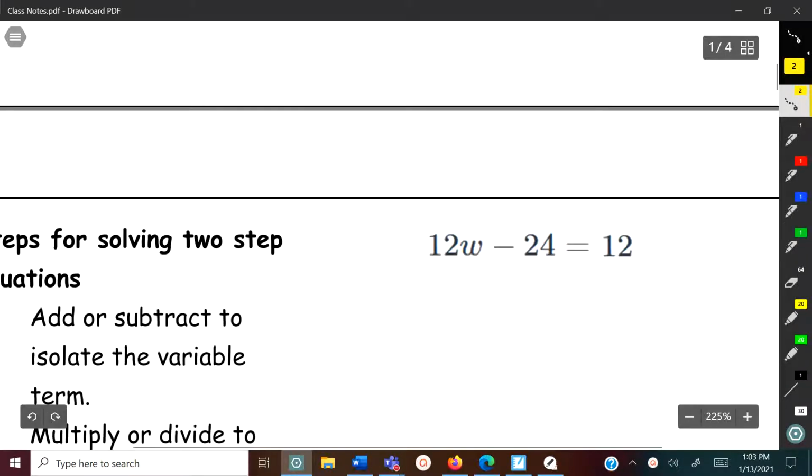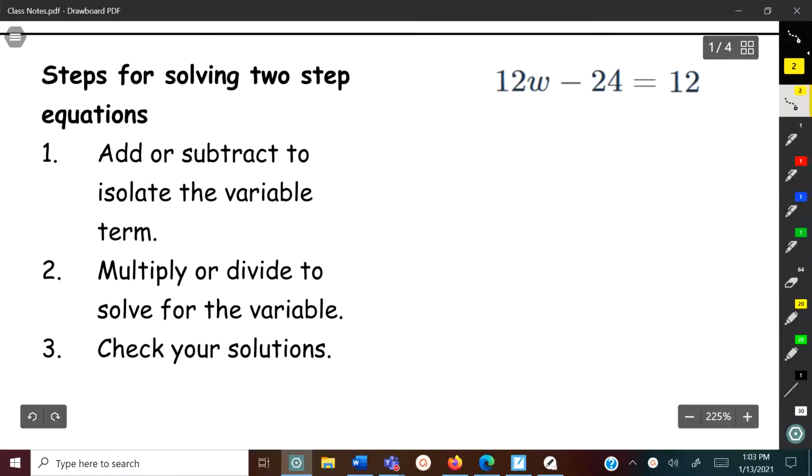So here we have the steps for solving two-step equations, okay? First we're going to add or subtract to isolate the variable. Then we're going to multiply or divide to solve for the variable. And then we're going to check your solution. So let's start with the first part here.